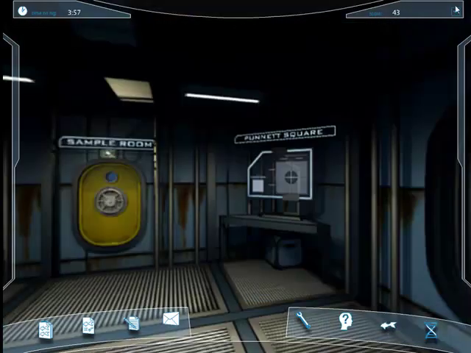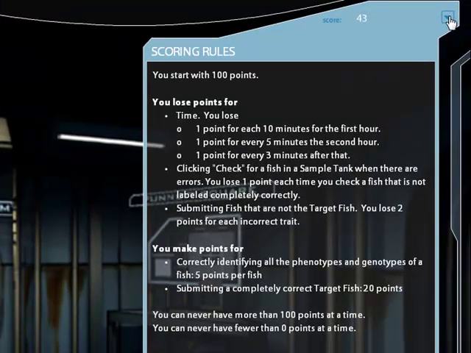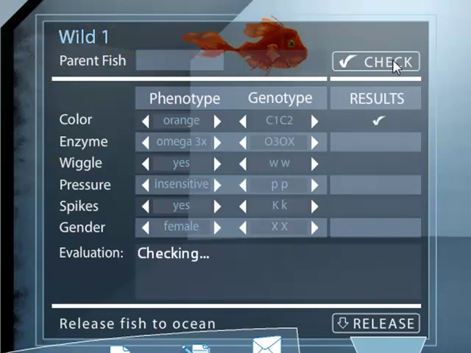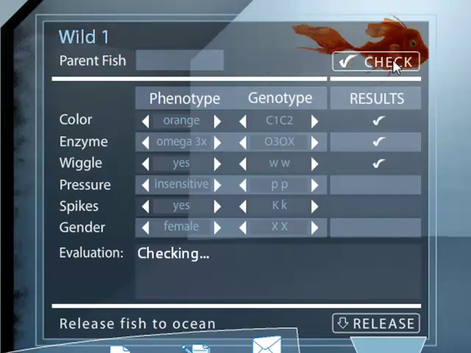The point system in Rigglefish is designed to reward players for accurately identifying the phenotypes and genotypes of fish, and for breeding the target fish. Players lose points for time and for guessing.